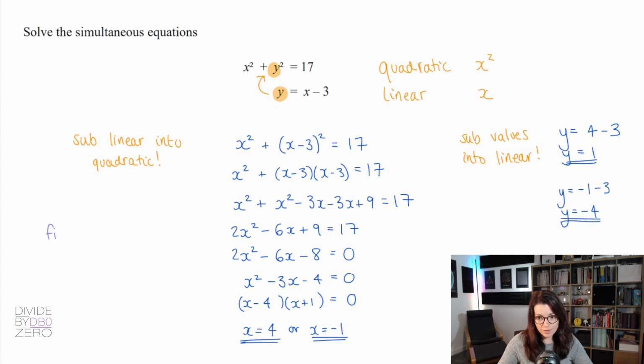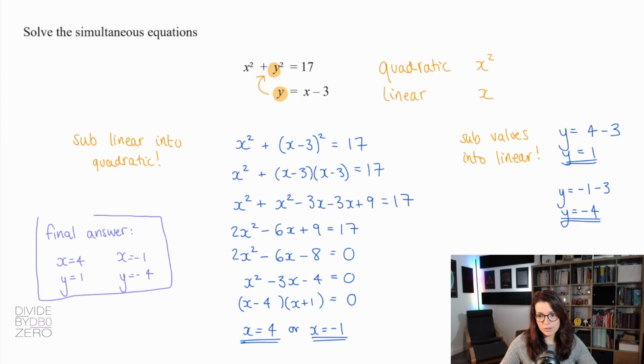Now for your final answer, it's best to line up the answers so it's clear which x and y values go together. So we had x is 4, and when that happened, y was 1. And then when x was minus 1, y was minus 4. And that makes it really clear which ones go with which.